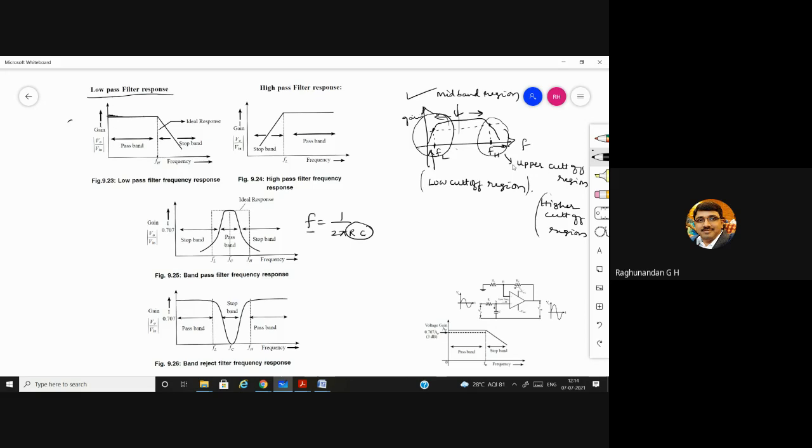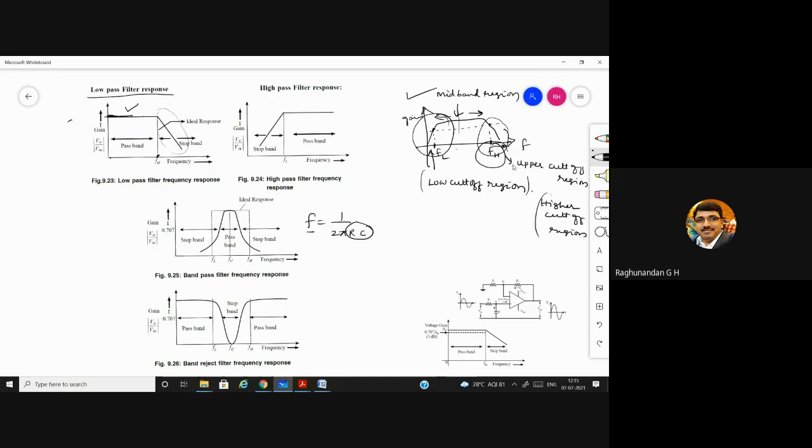Now, here, if our lower cutoff region is having maximum gain and our higher cutoff region, or upper cutoff region, is having lesser gain, or the gain is reducing, then it is known as a low pass filter. Low pass means low frequency is going to pass through it. That's why it has maximum gain at the initial frequencies, and you can see that this is the higher cutoff frequency fh. After that it starts decreasing.